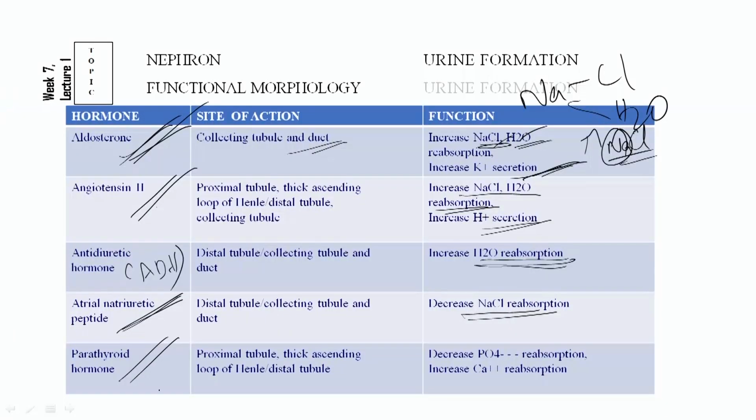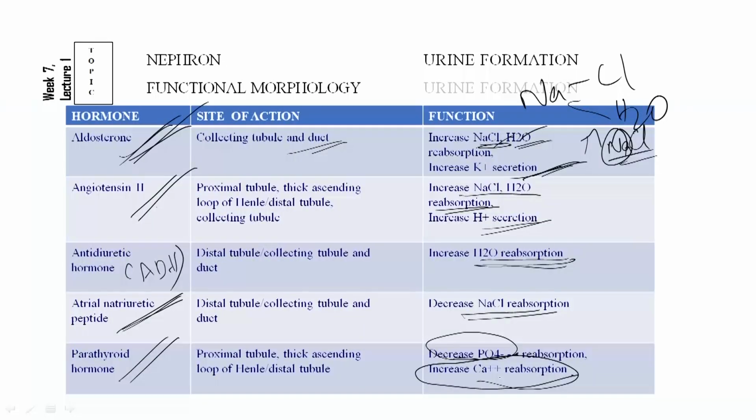Then parathyroid hormone acts on the proximal tubule, thick ascending loop of Henle, or the distal tubule, where it decreases the potassium reabsorption and increases the calcium reabsorption. The most important thing is that parathyroid hormone increases the calcium reabsorption. Why is it increasing the calcium reabsorption? Because you know parathyroid hormone is involved in calcium homeostasis. You might have learned that. So whenever parathyroid hormone comes, it is related to calcium. That's why it increases the calcium reabsorption, and it excretes the potassium ions and phosphates.